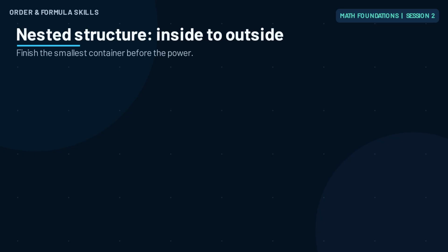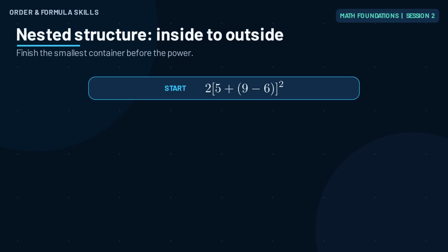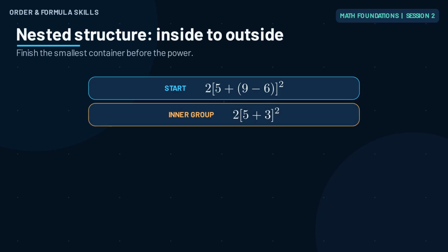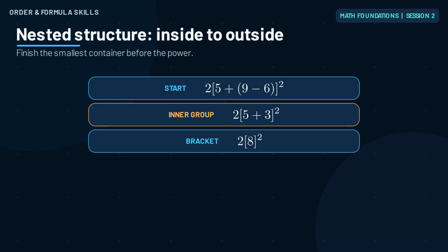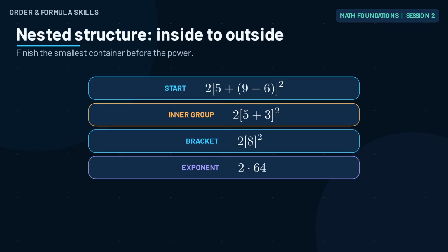Now evaluate 2 times the bracket 5 plus the quantity 9 minus 6, all squared. Work from the smallest container outward. 9 minus 6 is 3. The bracket becomes 5 plus 3, which is 8. The exponent applies to the completed bracket, so 8 squared is 64. Finally, multiply by 2 to get 128.